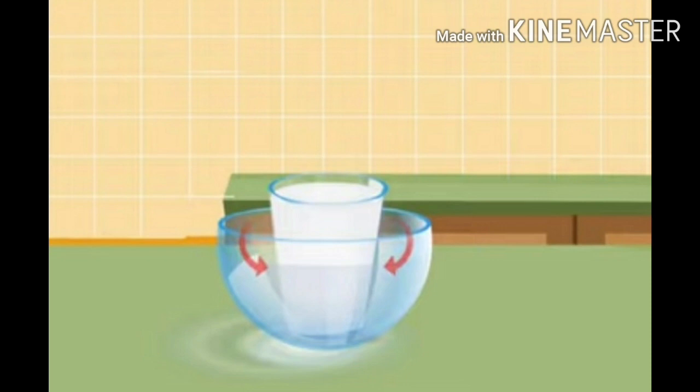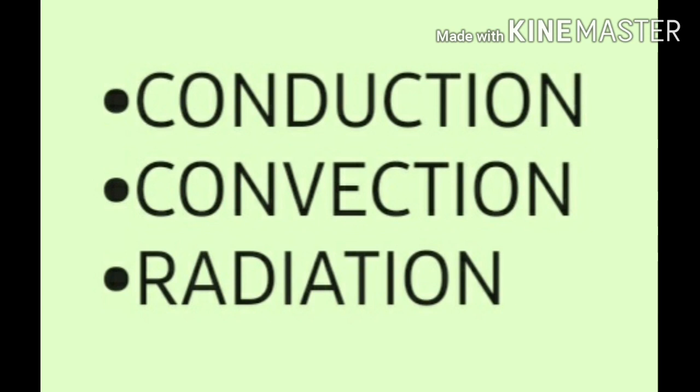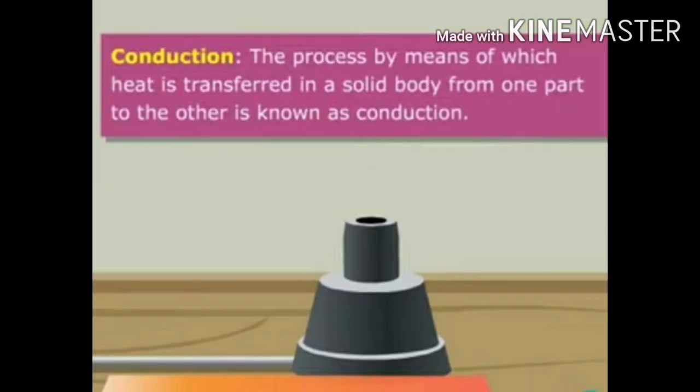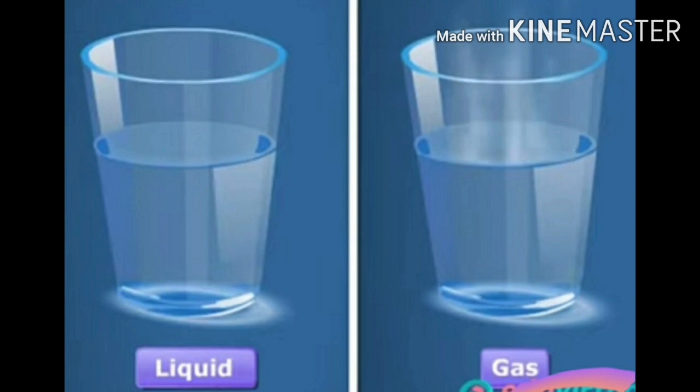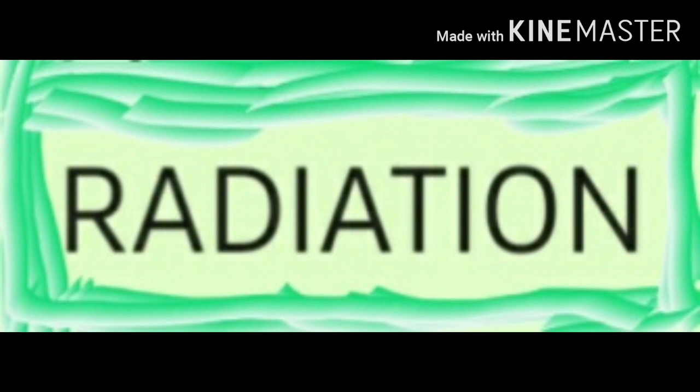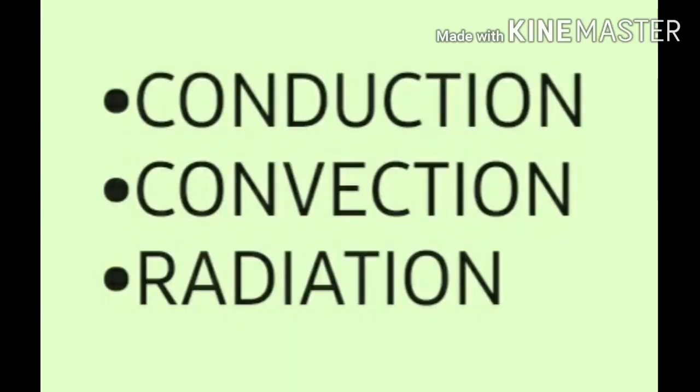Heat can be transferred from a hot object to a cold object in three different ways, that are conduction, convection, and radiation. In solids, heat is transferred by conduction. In liquids and gases, heat is transferred by convection. And in empty space or vacuum, heat is transferred by radiation. In this chapter, we will study conduction, convection, and radiation in detail. Let us start with conduction.